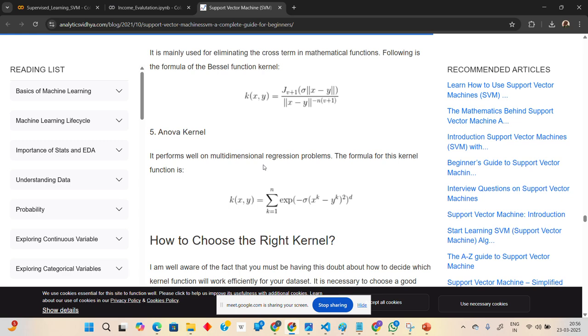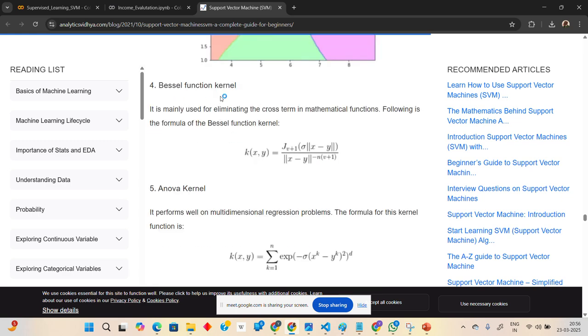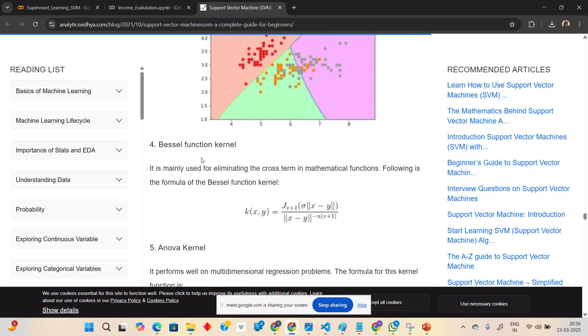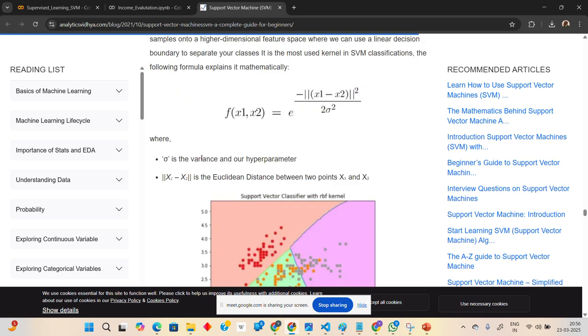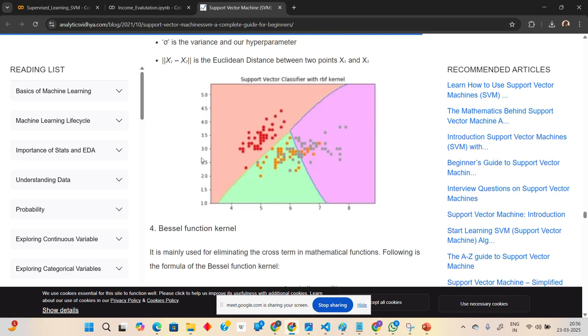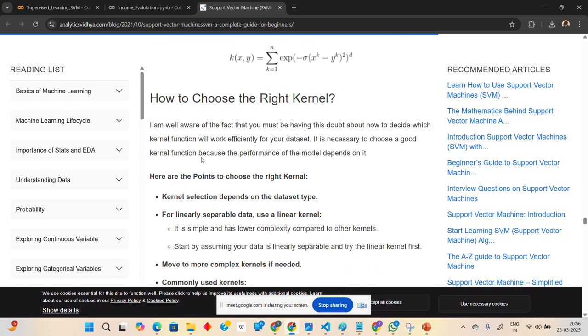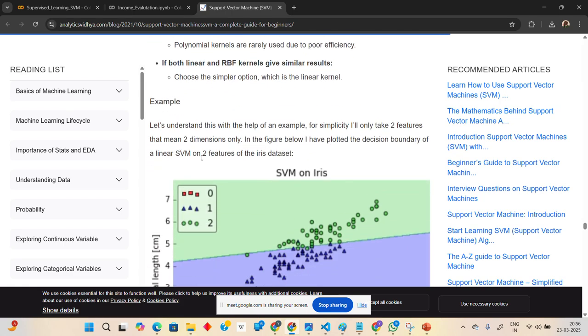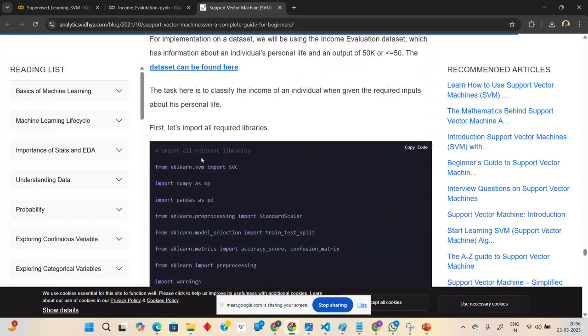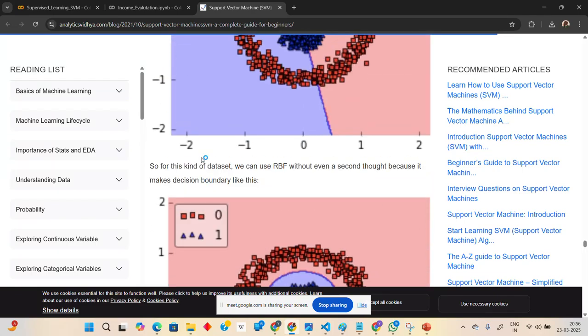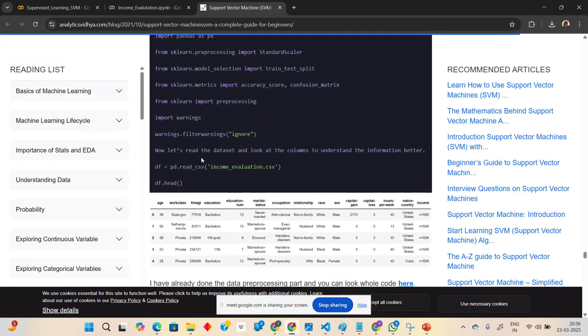Okay, and there are some more, like the Bessel function kernel and the ANOVA kernel. But these three are very important: polynomial, linear, and RBF. In general, linear and RBF are what we actually use, though I'm not saying it is common everywhere. Also, there is one case study given here. Please go through how we actually define things with different kernels.